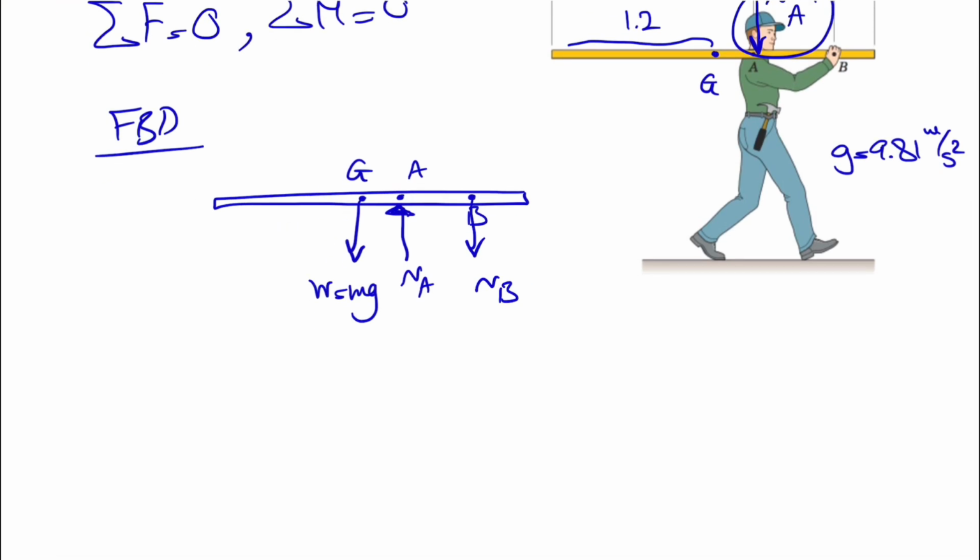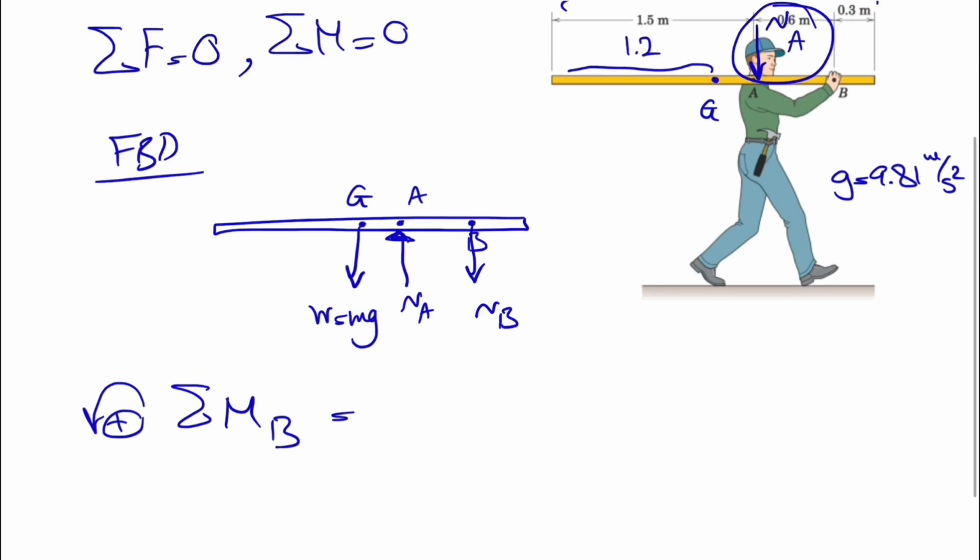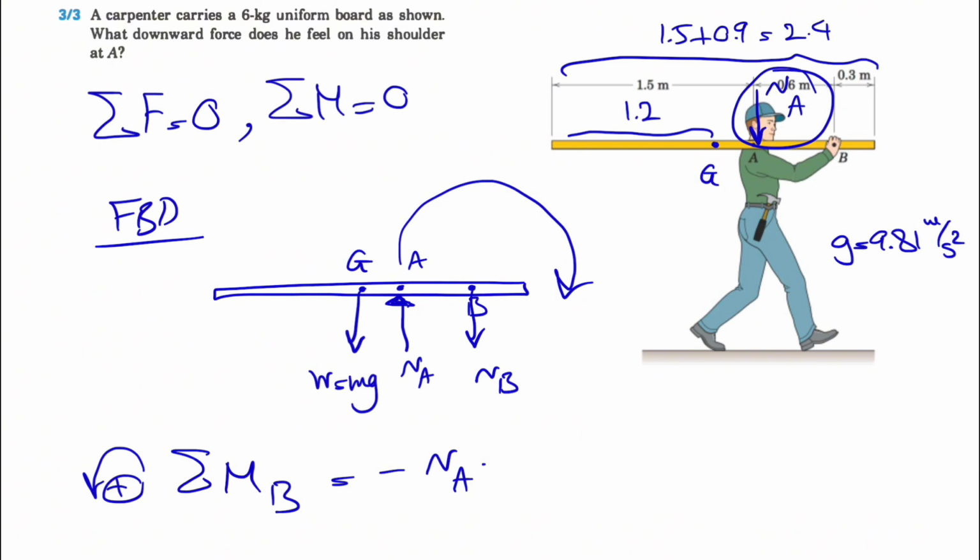We can do multiple things. The easiest way here is to take the moment about point B. I'm going to call counterclockwise positive. That way we can get rid of NB, which we're not interested in anyway. We'll end up with NA and the weight of the board, so it's easy enough to find NA in one shot. Let's start with the moment of NA. As we can see, this moment is clockwise, so we have a negative sign, NA, and the distance from A to B, which is 0.6. I'm just going to clean up the figure so we can see better. This is the distance from point A to B, which is 0.6.